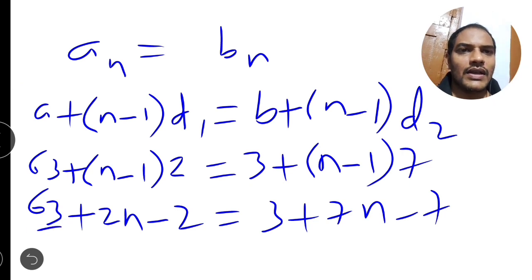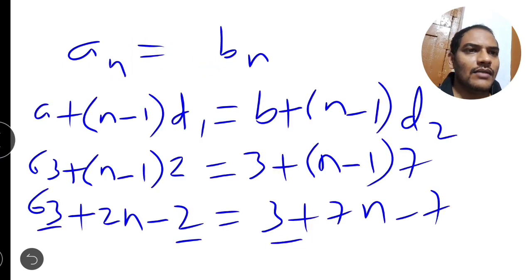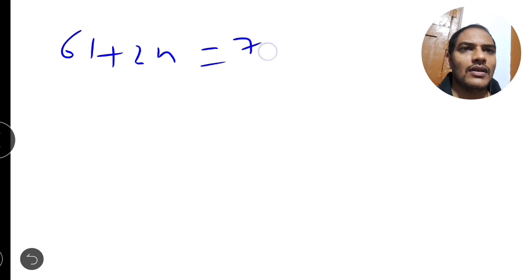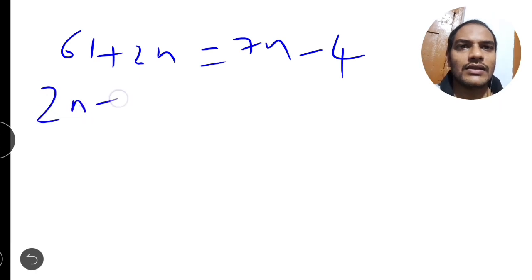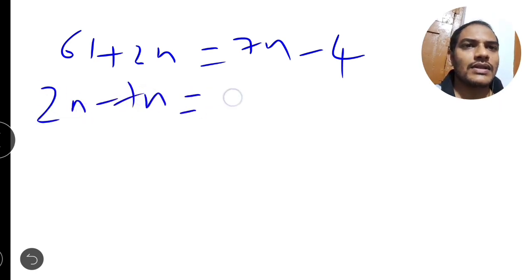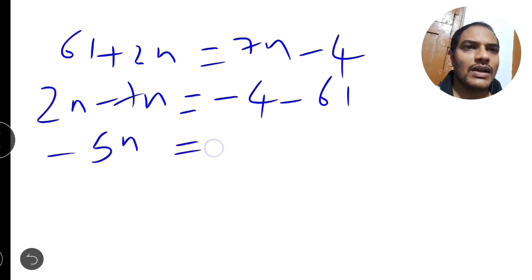So 63 minus 2 is 61, plus 2n equals 3 minus 7, which is minus 4. So to get the n value, write the n terms on the left side, 2n minus 7n, and the constants on the right side, minus 4 minus 61. So 2n minus 7n is minus 5n, equals minus 4 minus 61, which is minus 65.